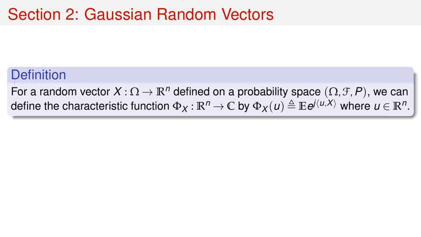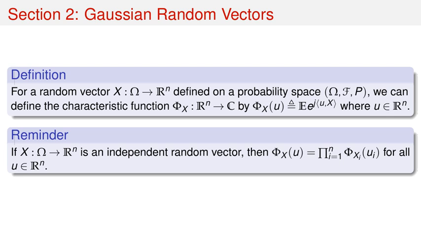All right, let's transition to section 2, Gaussian random vectors. Just as we defined the characteristic function for a scalar random variable, we can define it for a random vector X mapping omega to R^n. The characteristic function phi sub X maps R^n to the complex numbers C and is defined as phi sub X of u equals the expectation of e raised to the power j times the inner product of u and X, for u also a vector in R^n.